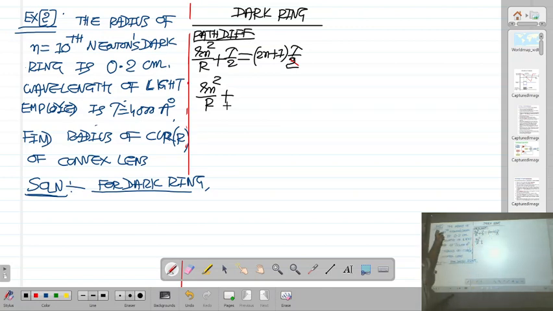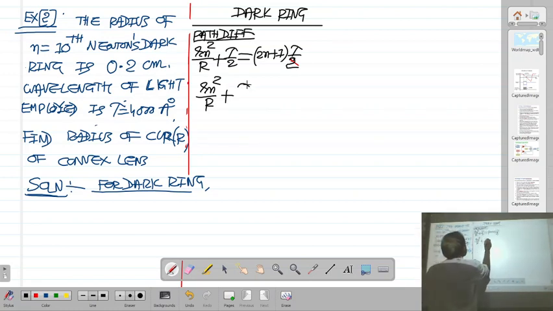Okay? But here you are given the 10th dark ring. For a dark ring, destructive interference occurs at the points where the path difference, small r square upon capital R plus lambda by 2, is (2n+1) lambda by 2. The destructive interference will occur at those points, and those points will form a dark ring of radius r.